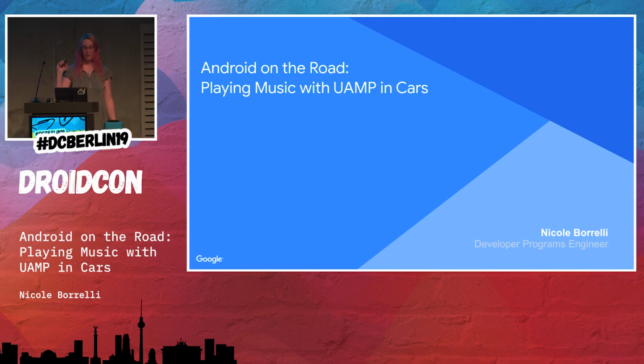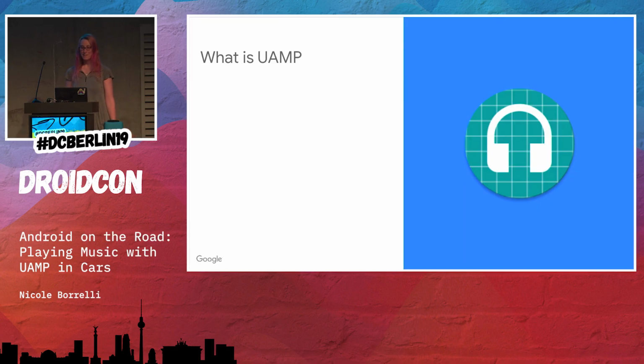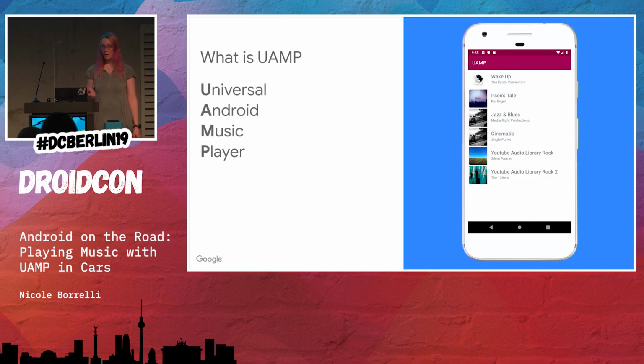Yes, we're going to be talking about the changes that I made to the UAMP sample to support Android Automotive OS. So the big question is, what is UAMP? UAMP is the Universal Android Music Player, an open source sample showing how to create an app that works across multiple surfaces, as well as how to do the best practices for media playback.